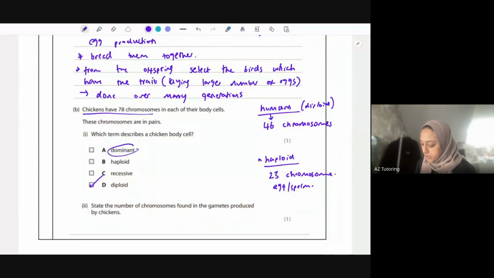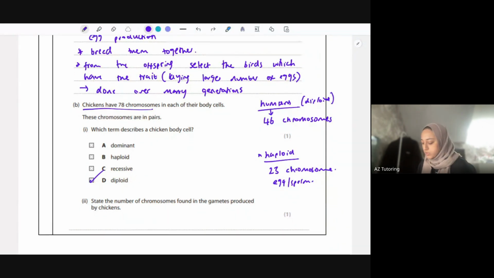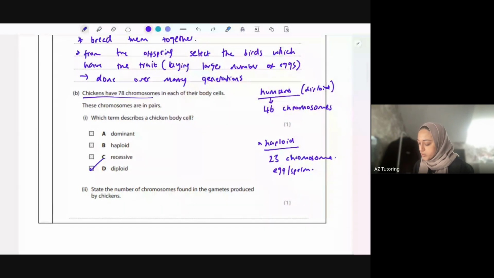These terms, dominant and recessive, are to do with alleles, which we've got a question on, so we'll come on to that. It says state the number of chromosomes found in the gametes produced by the chickens. Well, the gametes are just going to have half the amount of that 78, so you're just doing 78 divided by 2, which gives you 39. Yeah, 39 chromosomes in the haploid. So with a haploid, you just halve them.